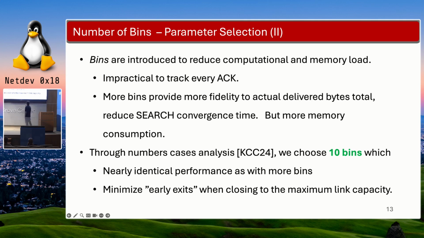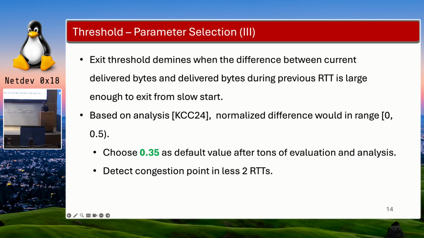We choose 10 bins as a default. We found it's very efficient. It has nearly the same performance as multiple bins up to 50 bins, and it also has very low convergence time. So in a very short time, we can minimize the early exit when we are close to the maximum capacity.